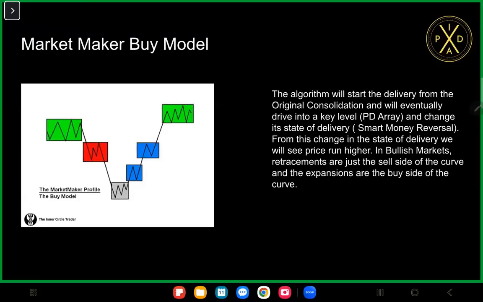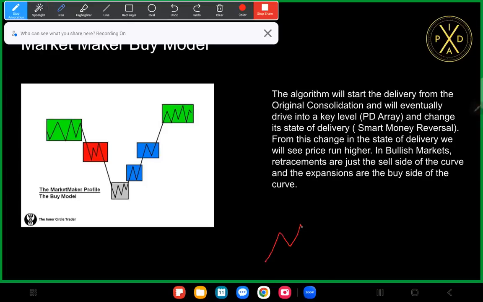All right, so in a market maker buy model, the algorithm will start the delivery from the original consolidation and will eventually drive into a key level or PD array and change its state of delivery. And from this change in the state of delivery, we will see price run higher. And in bullish markets, the retracements are the sell side of the curve and the expansions are the buy side of the curve. So here's that bullish market environment.